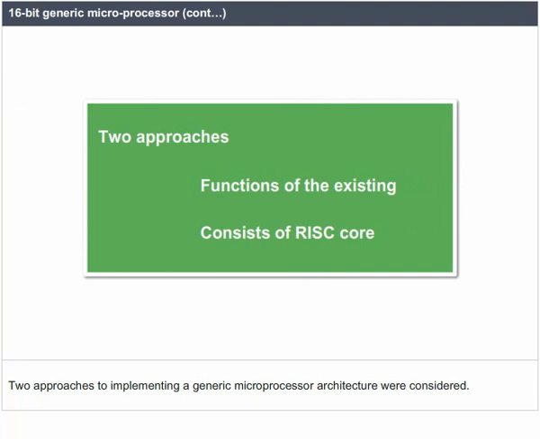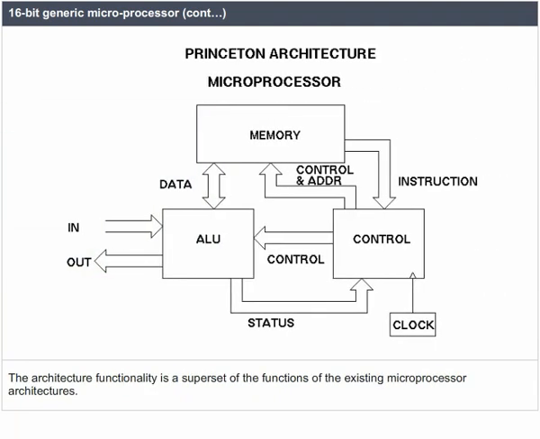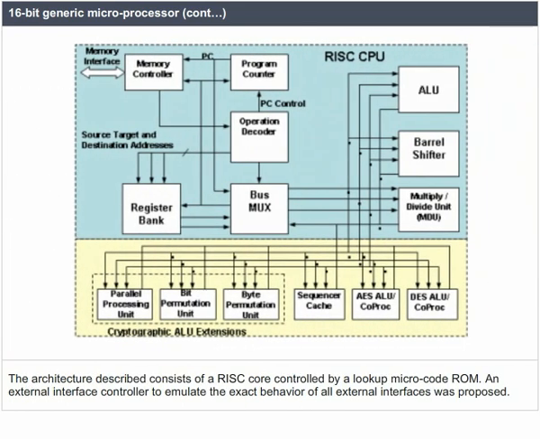Two approaches to implementing a generic microprocessor architecture were considered. The architecture functionality is a superset of the functions of the existing microprocessor architectures. The architecture described consists of a RISC core controlled by a lookup microcode ROM. An external interface controller to emulate the exact behavior of all external interfaces was proposed.